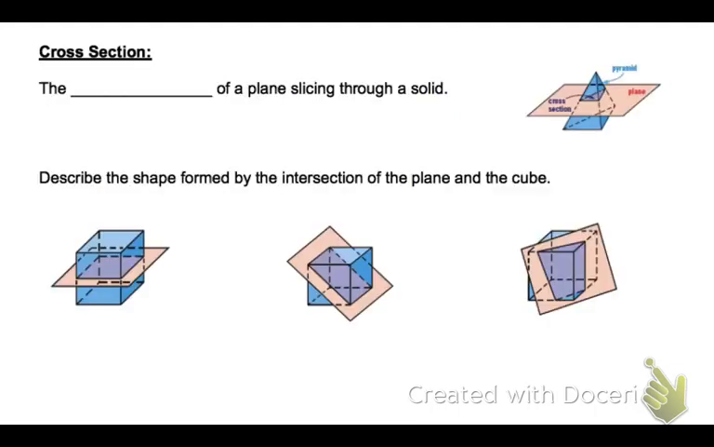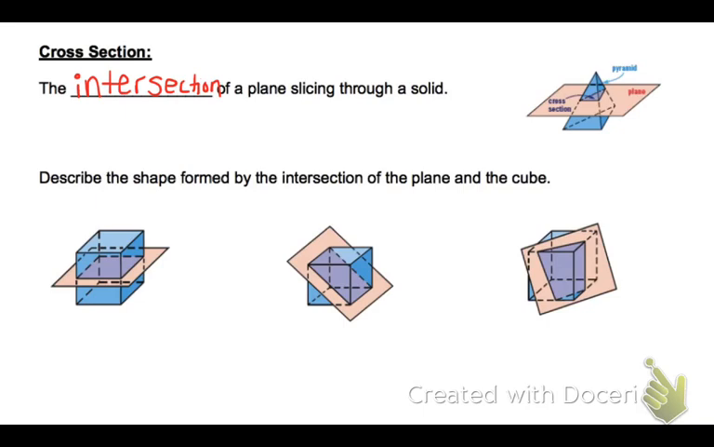Alright, moving on. We now have cross sections. It is the intersection of a plane slicing through a solid. So if you look at that example on the right, we have a plane intersecting a pyramid, and where the shaded purple is our cross section. So what we're going to do is describe the shape formed by the intersection of the plane and the cube.